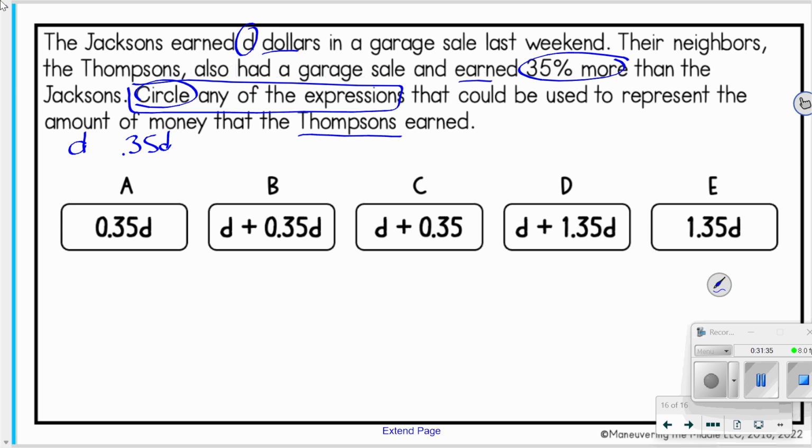So does A work? No. Why not? Because it's supposed to be adding what the Jacksons earned. It's not just 0.35D; it's plus what they earned. So you're saying B works then? Yes. So C? Yes. But no, you can't add them together because they don't have the same variable. But you don't know what D is.